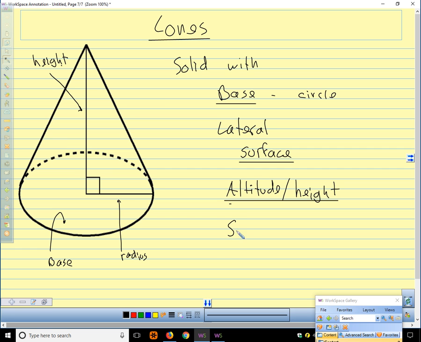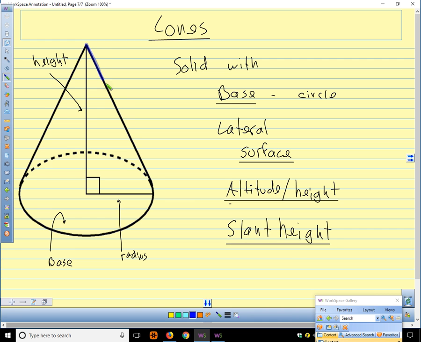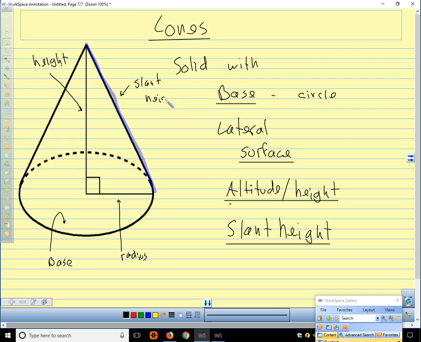We also have a slant height. And the slant height on a cone is actually a little easier than the slant height on a pyramid because we just go from the vertex down the side of the cone. So that's my slant height. And we also have a vertex. So there's my parts of a cone.